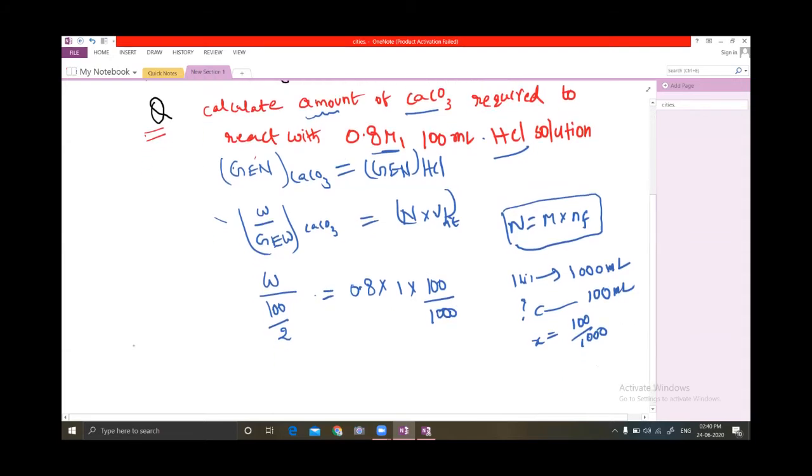So solve it. We'll get W equal to how much, sir? W equals, this will be cancelled, 10. So 8 into 100 by 2 into 10. This is 1 by 10. Is it clear? 10 will be cancelled. How much, sir, are we getting? That is 0.8, no? I think so, 8 by 2. 4 grams. Is it clear?